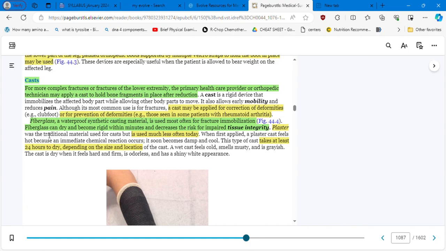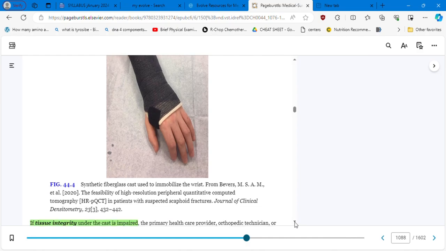Fiberglass can dry and become rigid within minutes and decrease the risk for impaired tissue integrity. Hold that thought there. So fiberglass can become rigid in minutes, okay? Plaster is used much less often today. Plaster used to be the preferred method for cast, right? What happened with plaster is that it takes at least 24 hours to dry, depending on the size and the location. So that's why fiberglass right now is used most often.